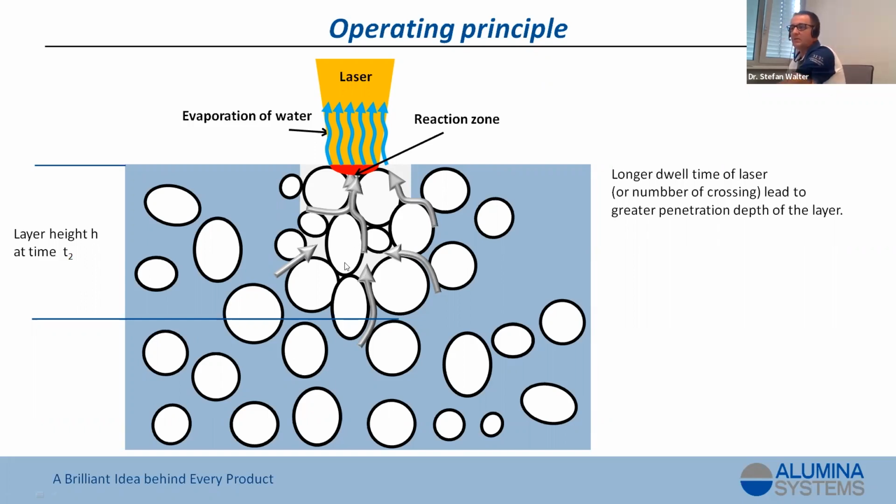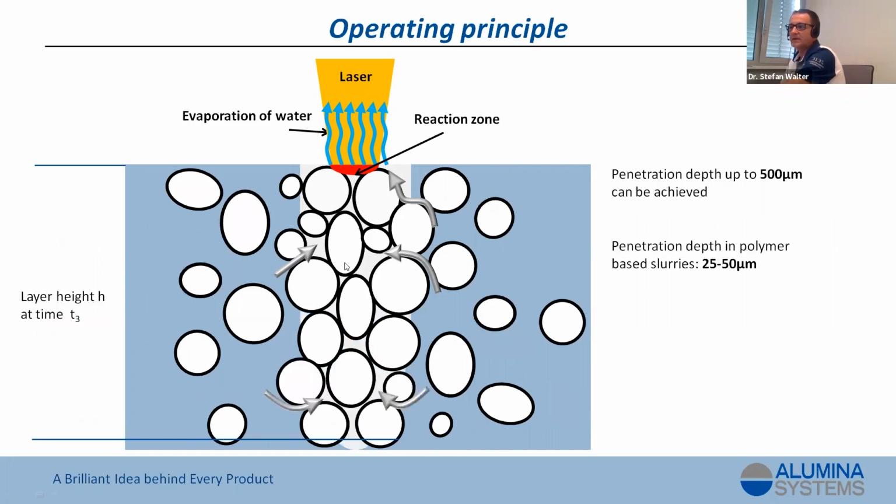And now we move on and evaporate some more water. And here you can see a very high layer build-up. Looking at the penetration depth, we can achieve a depth of up to 500 microns, sometimes also 1 millimeter. With the penetration depth in polymer-based slurries, we can only achieve something around 25 up to 50 microns.